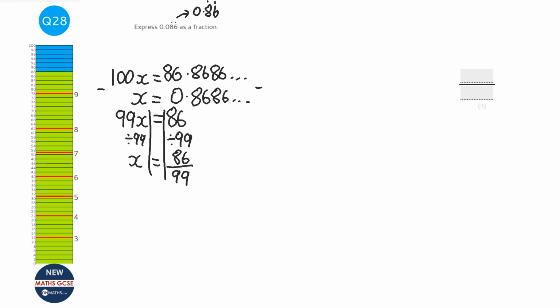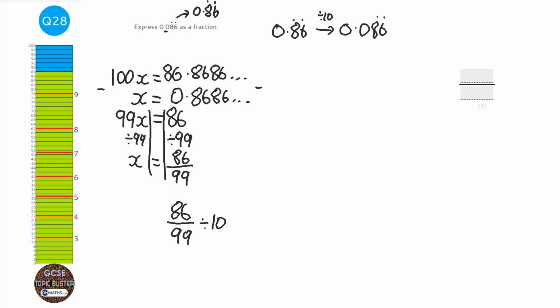Now, I said I'd ignore the 0.0 bit earlier. Well, I can't ignore it anymore. So how do I get from 0.86 recurring to 0.086 recurring? Well, I'm just going to divide by 10. So what I want to do is 86 over 99 divided by 10. Now the way I can do that is just times the bottom of the fraction by 10, and that's the same as dividing it by 10.